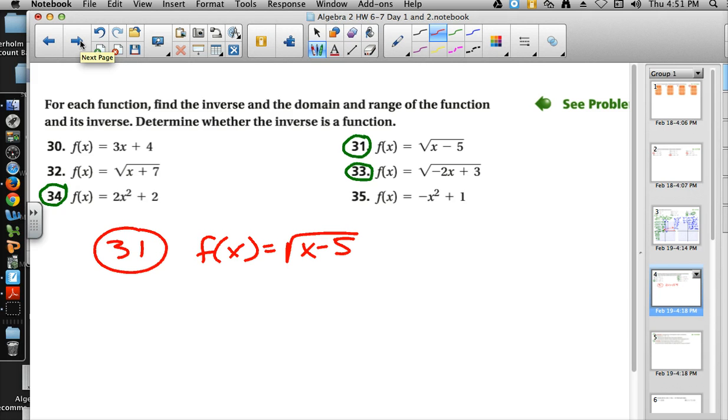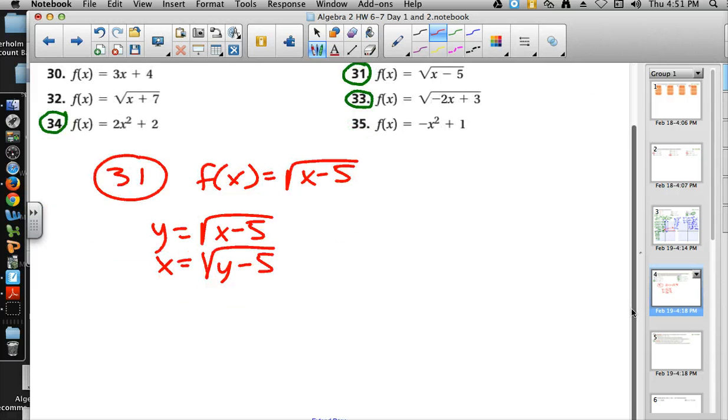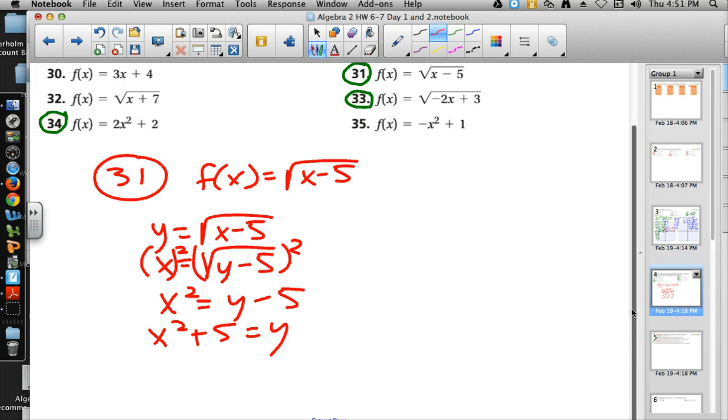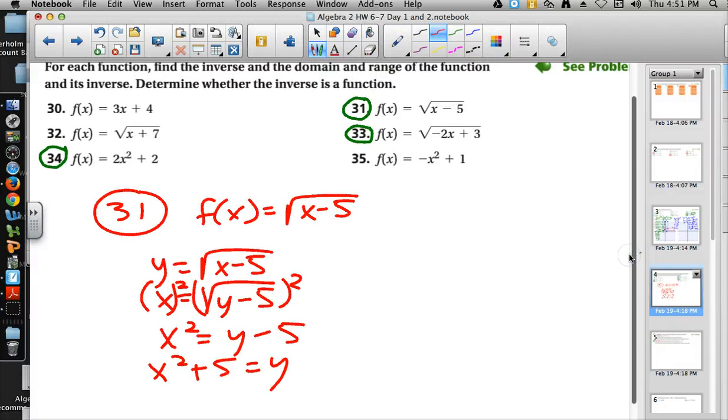We're going to find the inverse. So right now it's y equals the square root of x minus 5. We switch the x and the y, and we solve for y. That means I'm going to have to square both sides. So x squared equals y minus 5, and then I'll have to add 5 to both sides. And I get y equals x squared plus 5. Now, way back up here at the beginning, it says find the inverse and the domain and range of the function and its inverse. So here's the original.